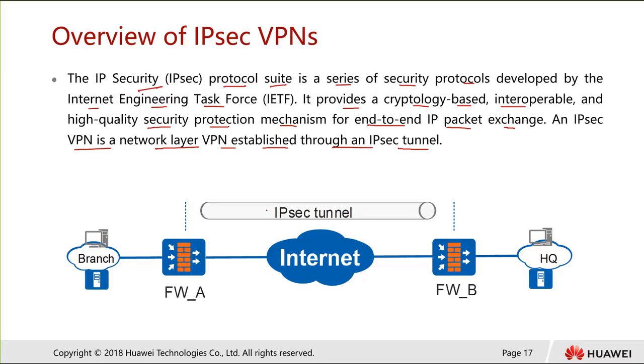IPsec is basically a protocol designed to secure this channel here. It runs over layer 3, which means the IP packet from here to here is just normal routing, but once it goes through a firewall, it looks at the destination, and if the destination matches the IPsec policy, it will send the packet through the IPsec tunnel, which is securely encrypted. When it reaches the firewall here, it will decrypt the packet and then send it as normal plain text to the final destination.